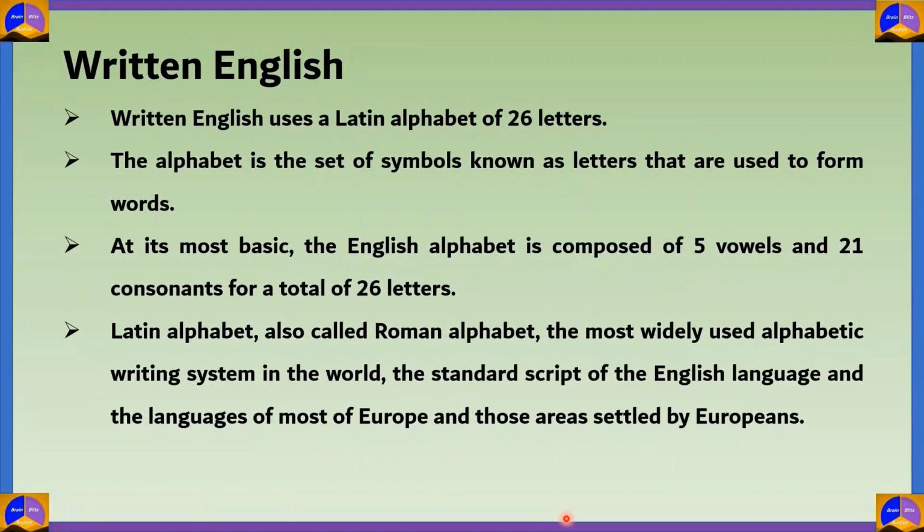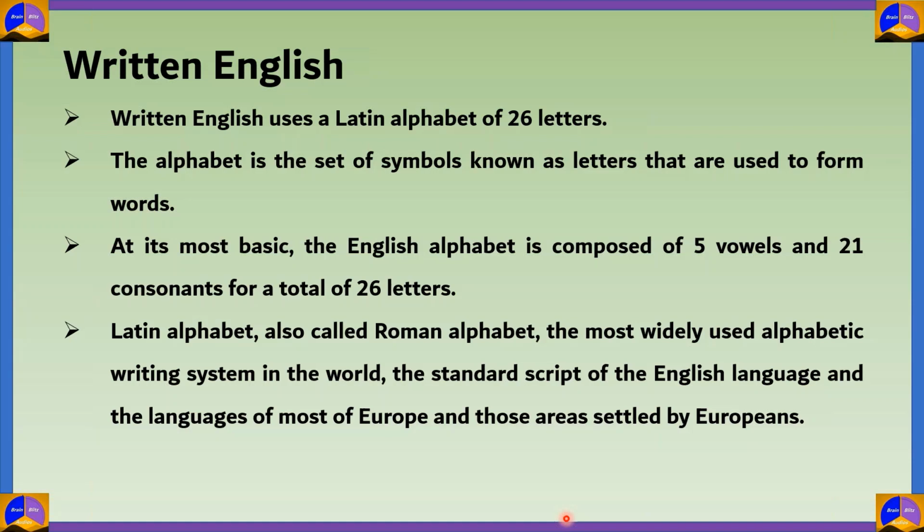Now, English has two aspects, the written aspect and the spoken aspect. Written English uses a famous Latin alphabet of 26 letters. The alphabet is the set of symbols known as letters that are used to form words when written. So the most basic aspect of the English alphabet is 5 vowels, 21 consonants, and together we know the 26 alphabets. Now English doesn't have its own alphabet.